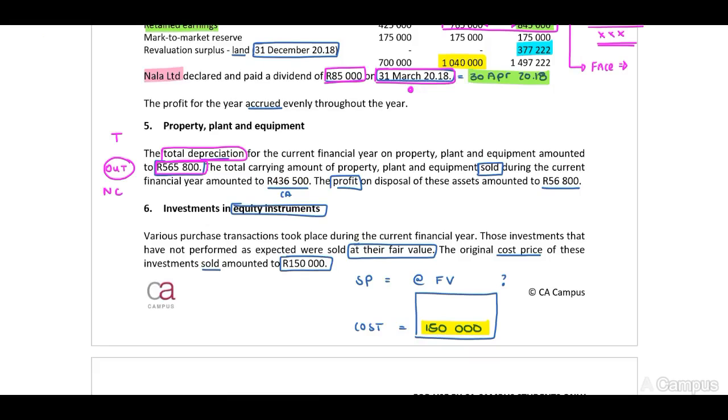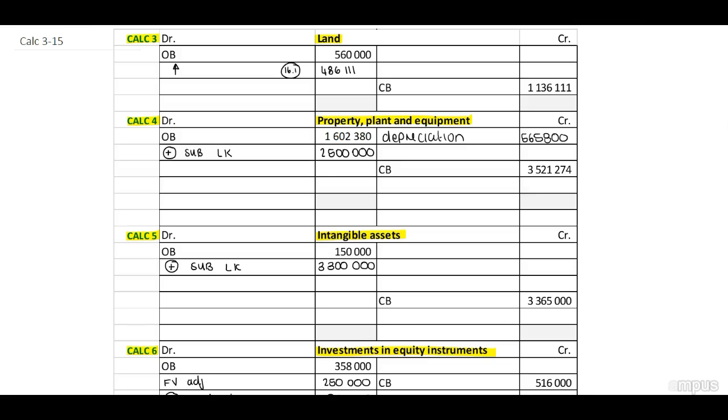Right? Let's refer back to the scenario. Next section of the sentence. Total carrying amount of property, plant, and equipment sold amounted to 436,500. The profit on disposal for these assets amounted to 56,800. Therefore, we know the carrying amount. We need to take this out, 436,500. Now let's just first take this out. Therefore, this is our PPE sold.